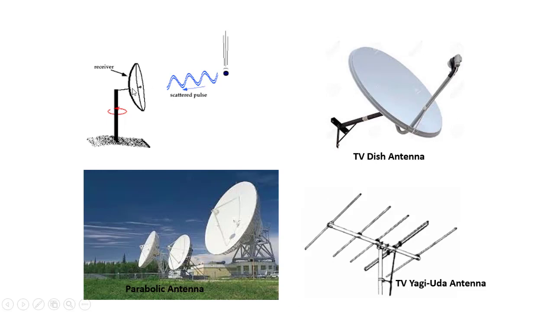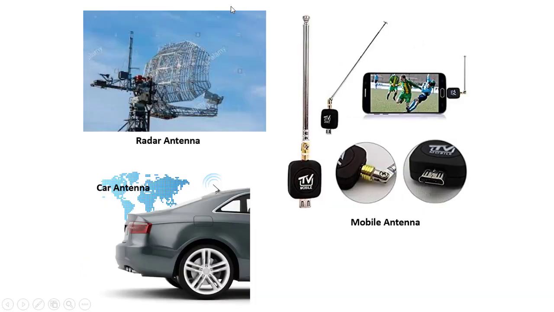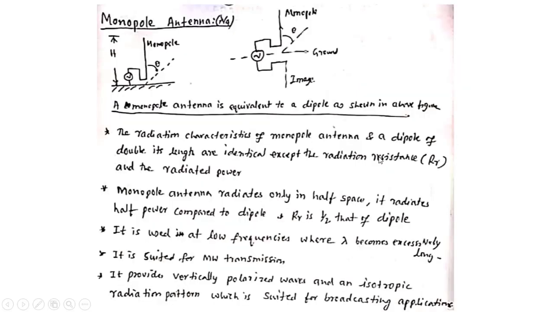So next one is the parabolic antenna. Next one, TV dish antenna, TV Yagi Uda antenna. Next, radar antenna, car antenna is used here, and mobile antennas. These are used in mobiles. Next one is the monopole antenna.